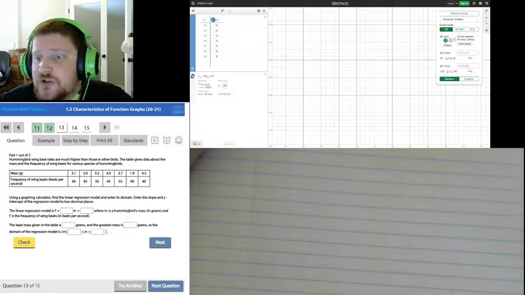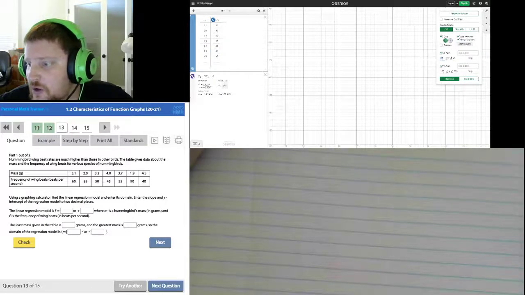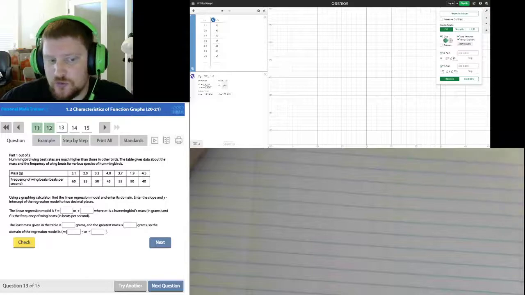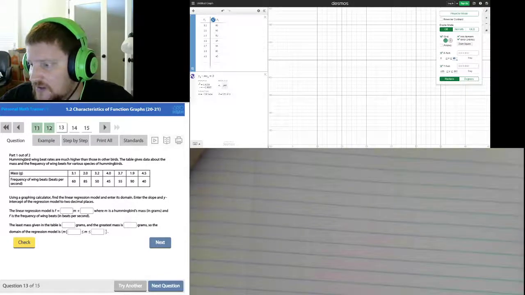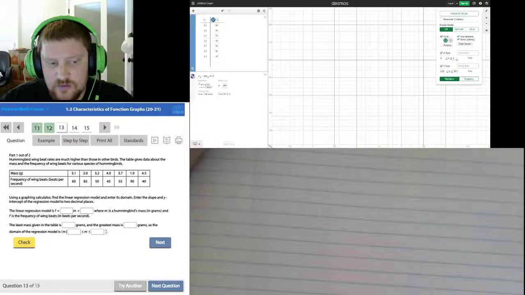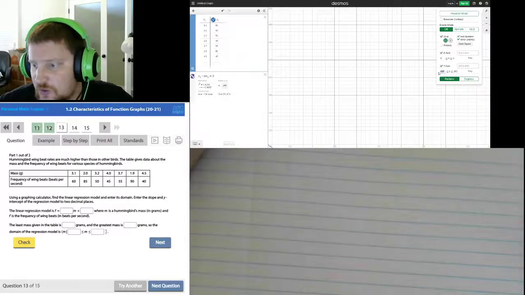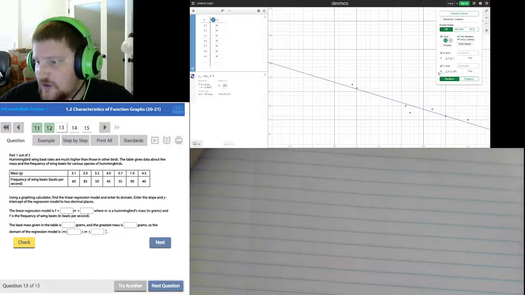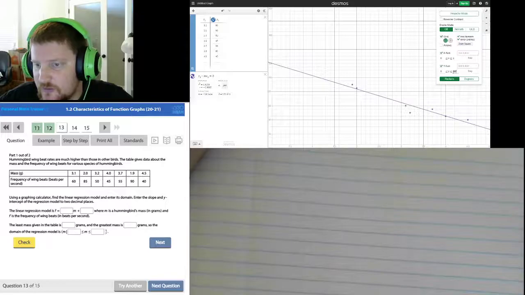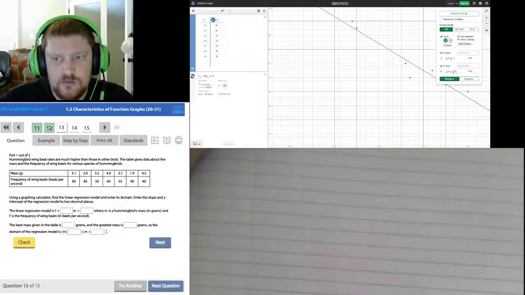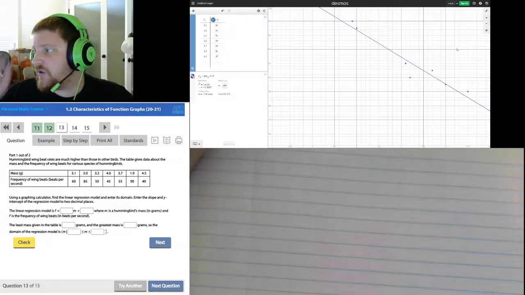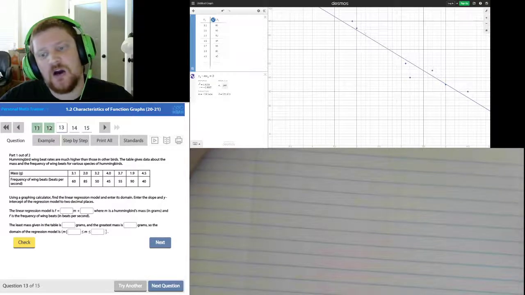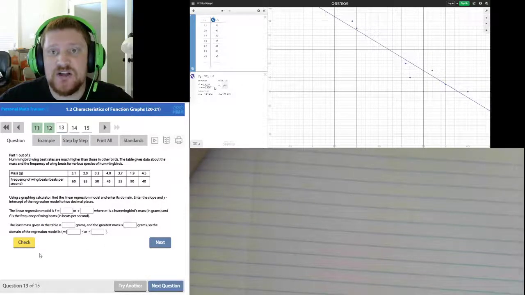So, once again, we need to change our viewpoint. Smallest mass looks like it's 1.9, so we're going to go from 0 to, it would make sense to go to about 5. And then on our y-axis, smallest is 40. Let's go from 0 to 100. All right. So now, once again, we can see our graph. We've got our data points, and we've already got our line here because we already had that plugged in.